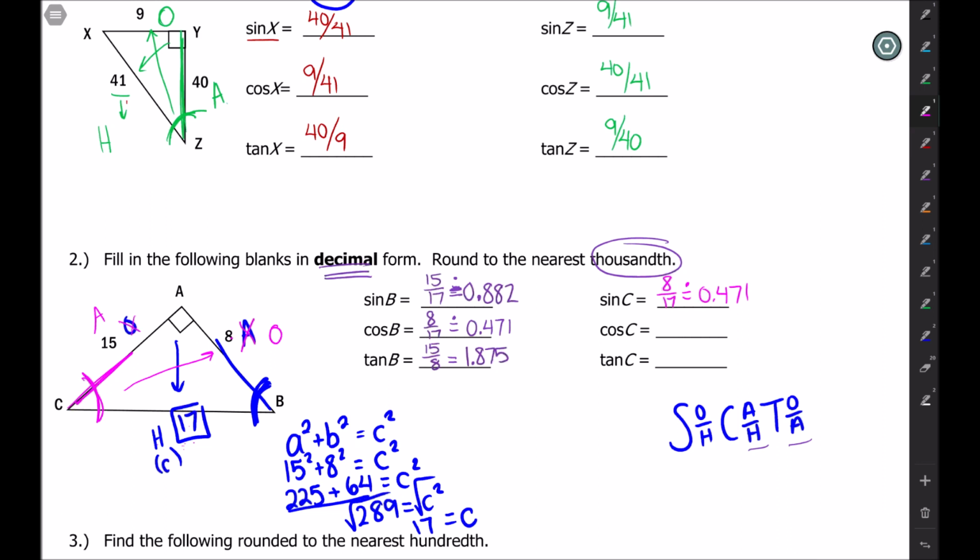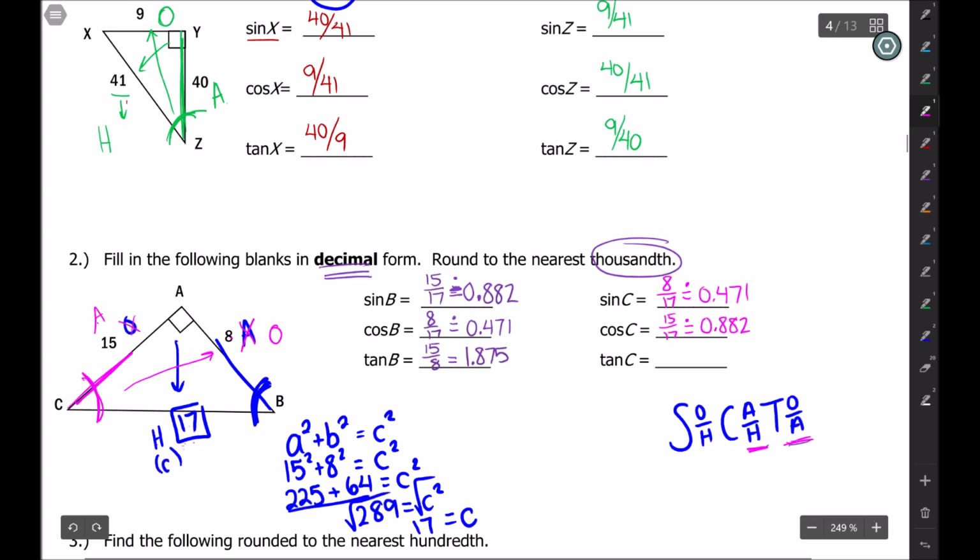For the cosine of C, remember cosine is adjacent over hypotenuse. So adjacent is 15 now over 17. So here we've got 15 over 17, which we already calculated is 0.882.